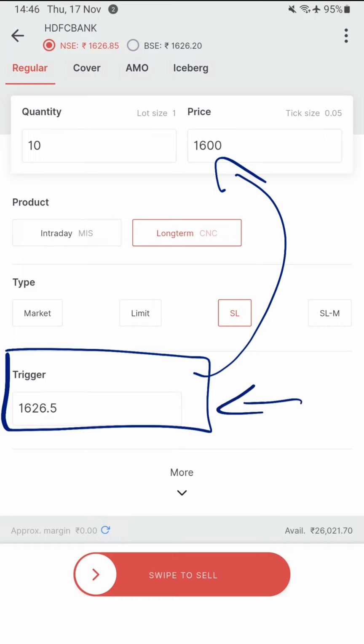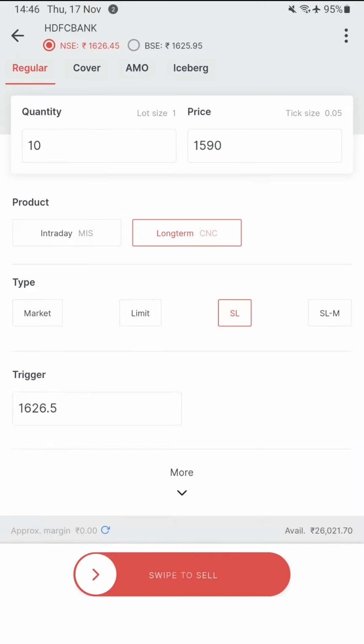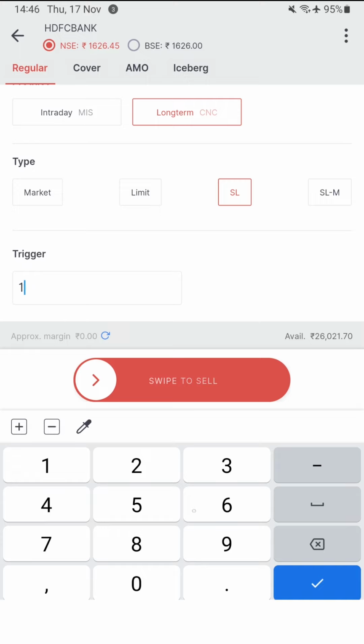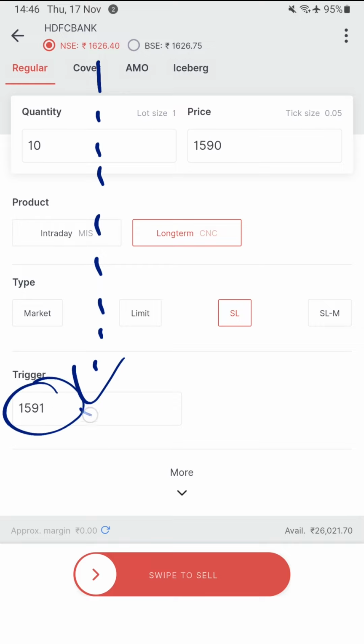So my trigger will have to be necessarily higher than the price I set over here. If I am saying that at 1600 rupees, or let's say 1590, I want to sell, but I want to sell when the market has already gone down. So when the market reaches 1591, if the market starts falling and reaches 1591, please sell my stocks at 1590.